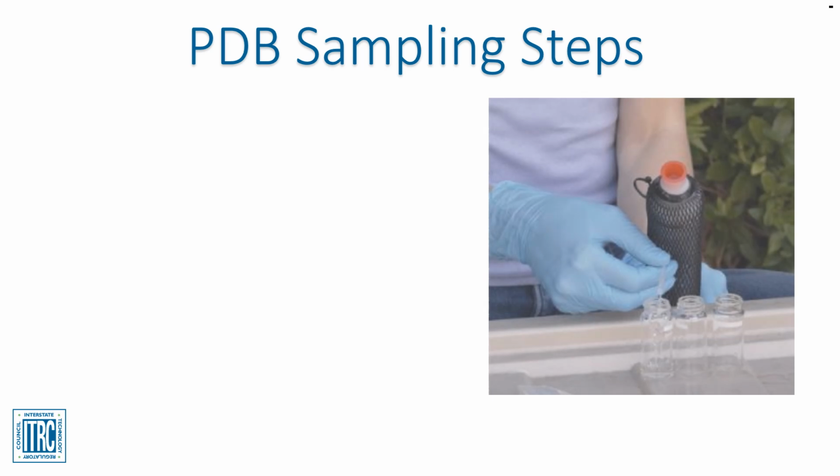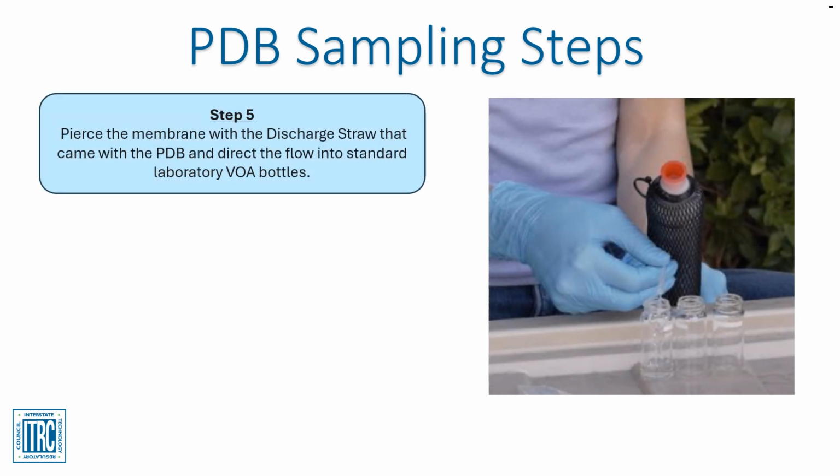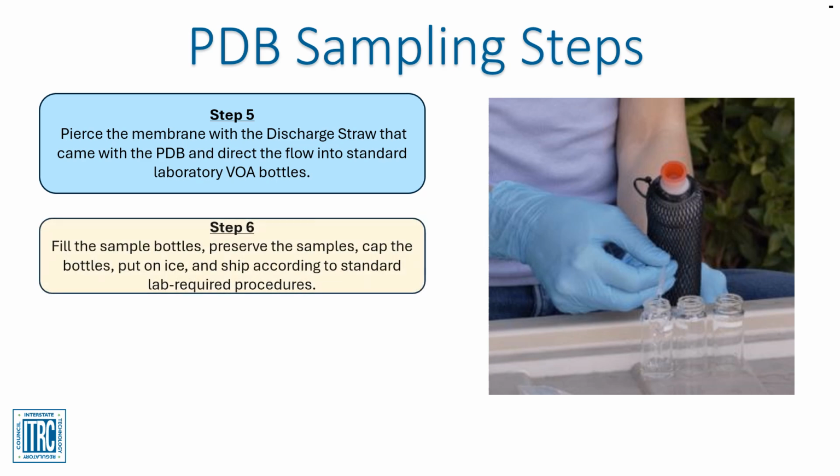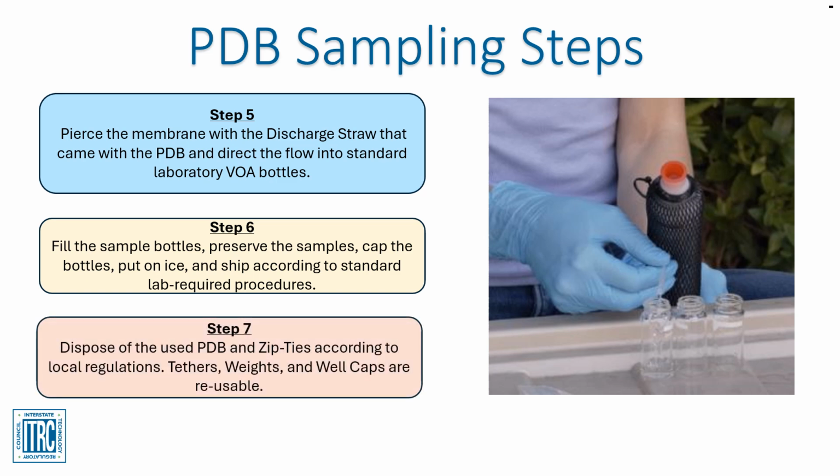Within a few minutes of PDB recovery, transfer the water from the PDB into sample bottles by piercing the PDB membrane with the discharge straw provided in the box with the PDBs. Manipulate the straw and the PDB to control flow into each bottle. Fill the sample bottles, preserve, cap, put on ice and ship according to standard lab-required procedures. Dispose of the used PDB and zip ties according to local regulations.